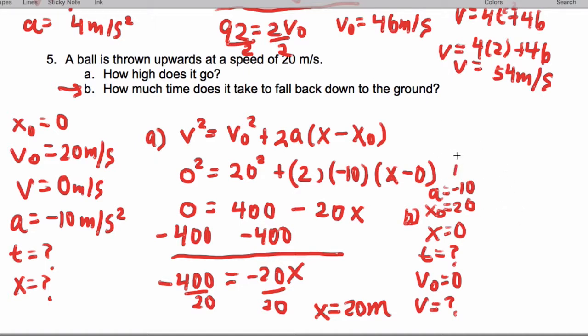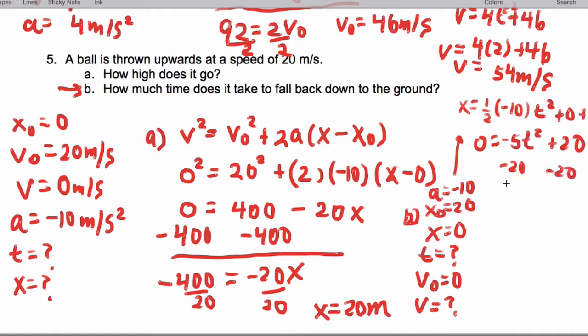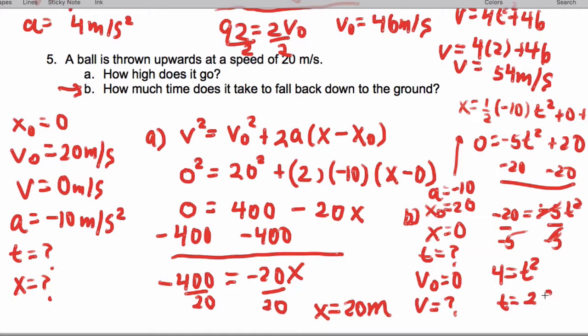So let's actually use the formula right here. We have x equals 1/2 times -10 times t squared plus 0 plus x naught because v naught is 0. We'll get 0 is -5t squared plus 20. We end up getting -20 added to each side, so we're going to end up getting -20 is -5t squared. We'll divide both sides by -5, and so we're going to get 4 is t squared. T is 2 seconds. And that's part B.